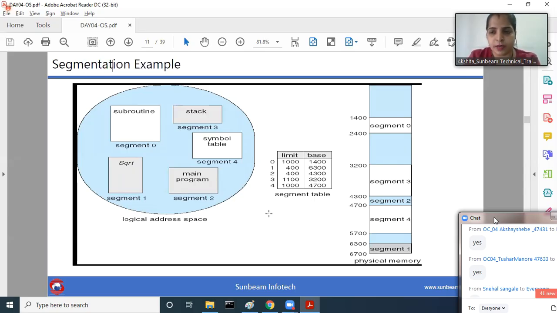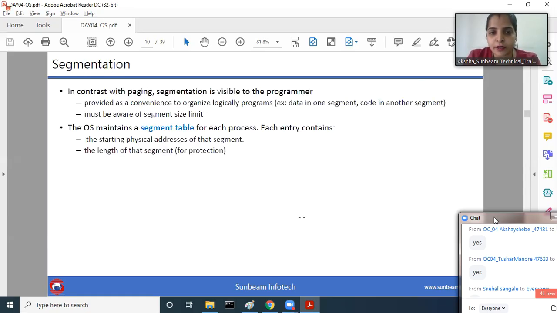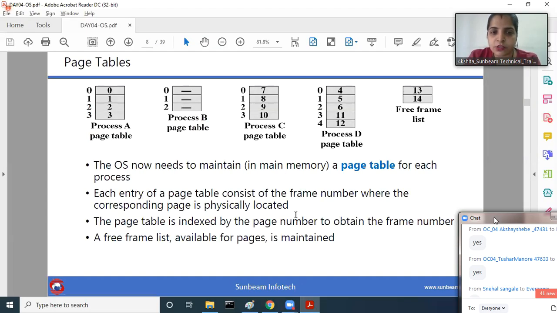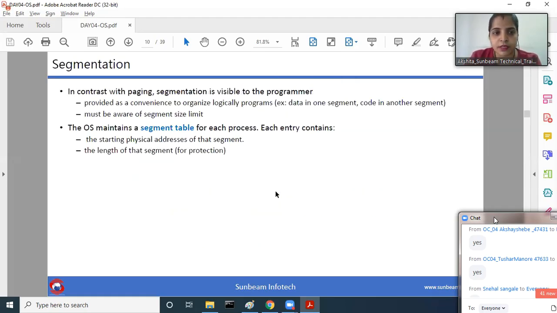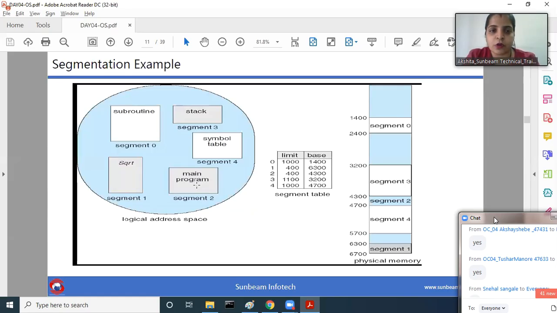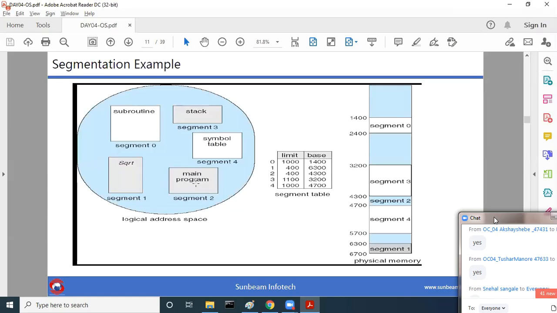So a question which can be asked here is, what are the two entries of paging? Your answer should be: inside the page table, it consists of the frame number. Frame number means the actual main memory number corresponding to the page. That means the page table index; from this index, we can obtain the actual frame number. In case of the segment table, it consists of two things: one, the starting physical address of that segment and the length of that segment. So you should remember these two things for paging and for segmentation.